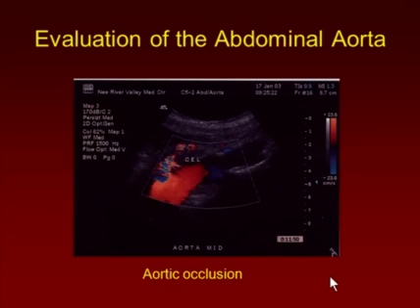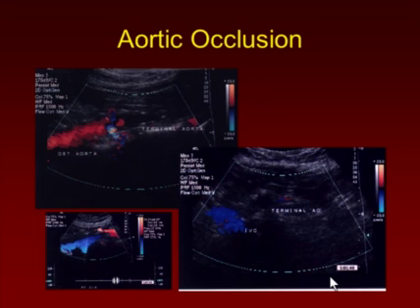Occasionally we will identify aortic occlusion. When that is done, you want to see where the runoff is, where the collaterals are coming out, document the occlusion with spectral Doppler, and follow down. Here you can see this is occluded all the way to the terminal aorta and no flow present within that segment by spectral Doppler.